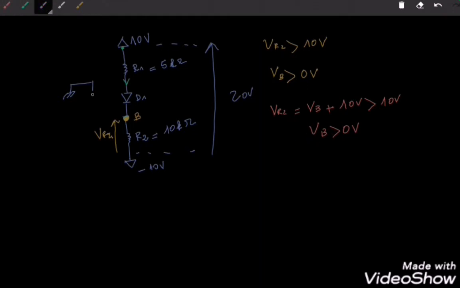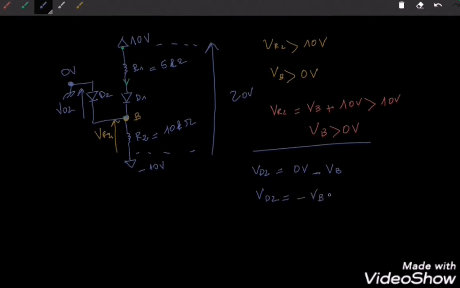So now, if we connect here a diode, the same diode D2, what would be the potential across it, VD2? The potential across VD2 is equal to 0 volts, the potential here is 0 volts, minus VB, right? And since VB is higher than 0, minus VB is smaller than 0. So since the voltage across this diode is negative, this diode is going to be reversed biased. In other words, this diode is going to be blocked.